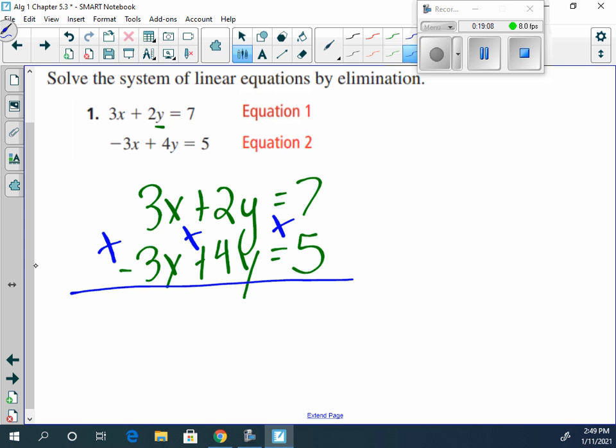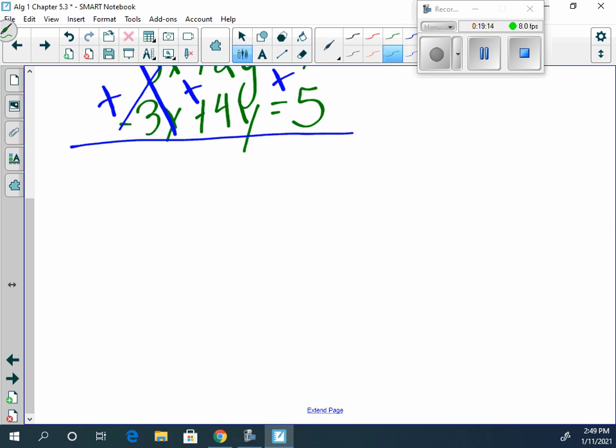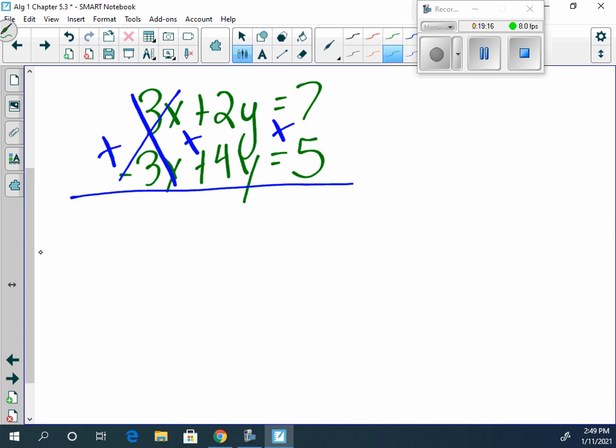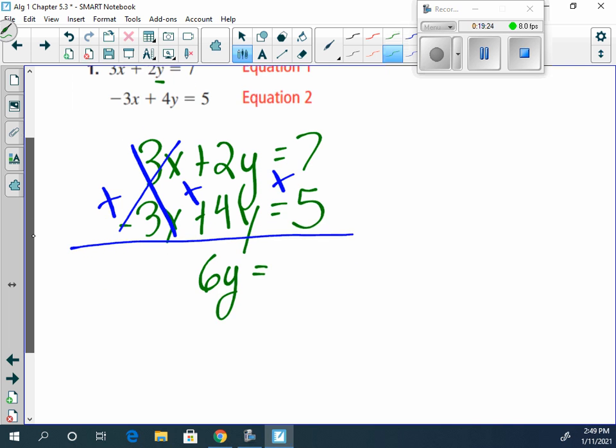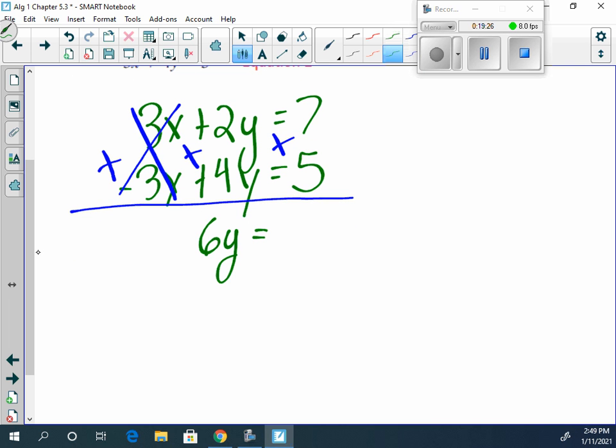Now 3x plus negative 3x, well, these would cancel. So that leaves us with 2y plus 4y. Well, 2 plus 4 is 6y. Everything correct so far? And lastly, we have 7 plus 5, and 7 plus 5 is? And last but not least, so now we have an equation, 6y equals 12.